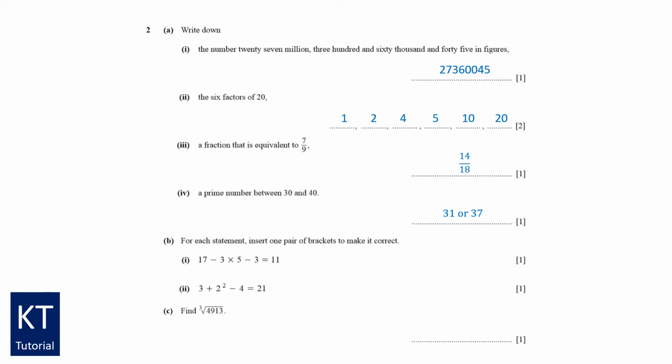Question 2b. For each statement, insert 1 pair of brackets to make it correct. It is correct by placing the brackets at 5 minus 3. Next, insert 1 pair of brackets to make it correct for question B2. It is correct by placing the brackets at 3 plus 2. Next, find the cube root of 4913. You can use a calculator to get 17.